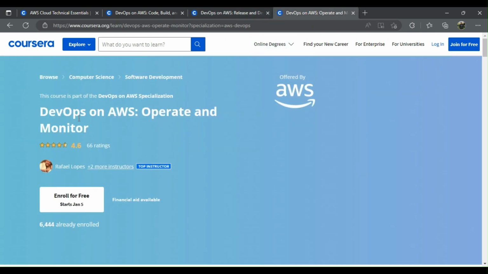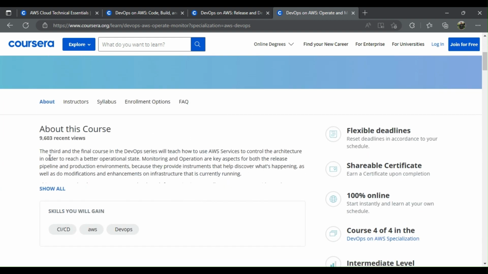4. DevOps on AWS: Operate and Monitor. What you learn: The third and the final course in the DevOps series will teach how to use AWS services to control the architecture in order to reach a better operational state.